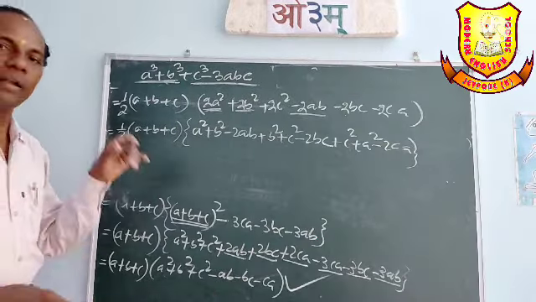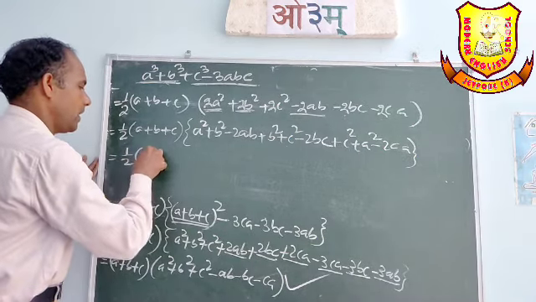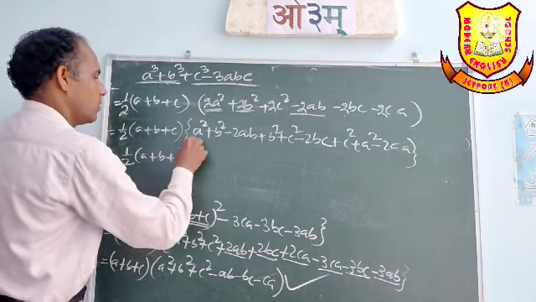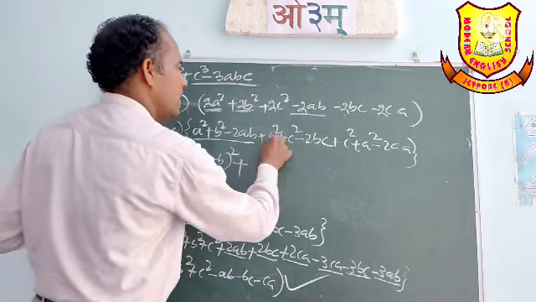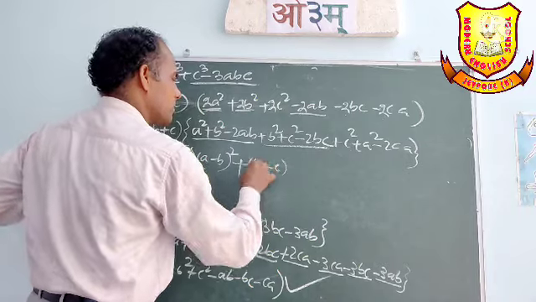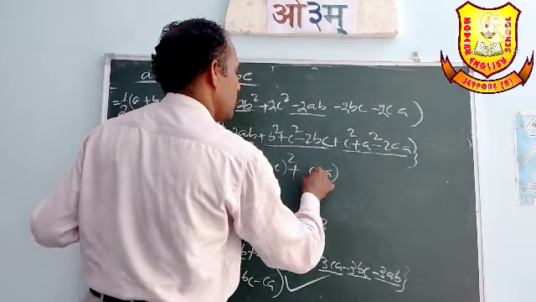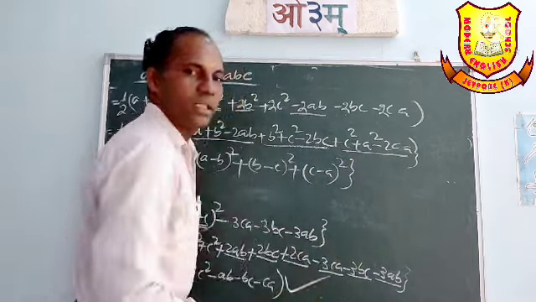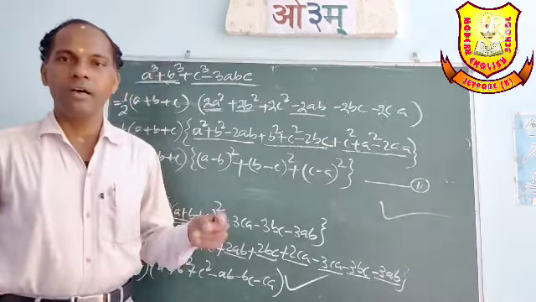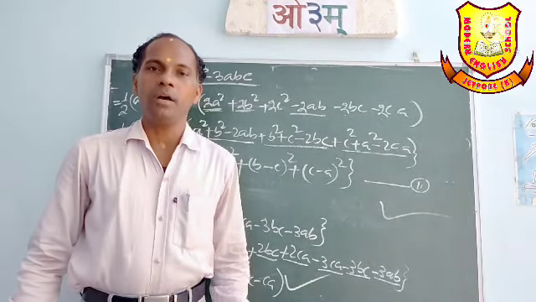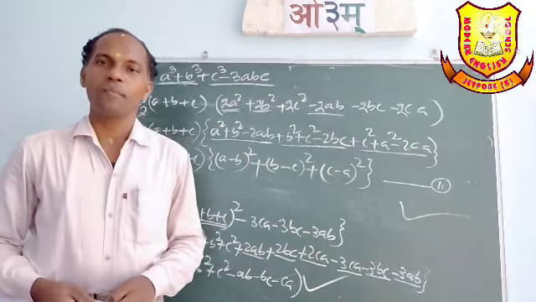Clear? Now this is half whole into (a plus b plus c) whole into (a minus b) whole square plus (b minus c) whole square plus (c minus a) whole square. This is the second formula derived. Am I clear? Everybody understood now? Okay, thank you.